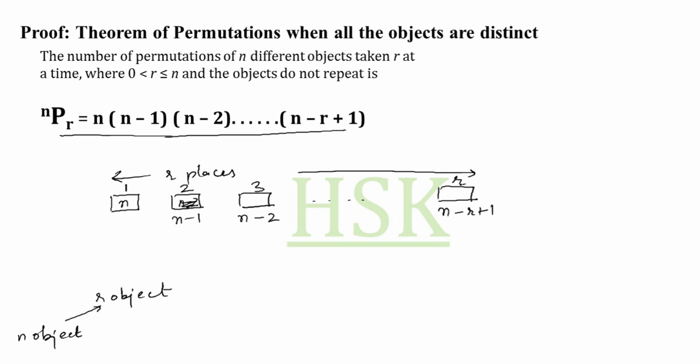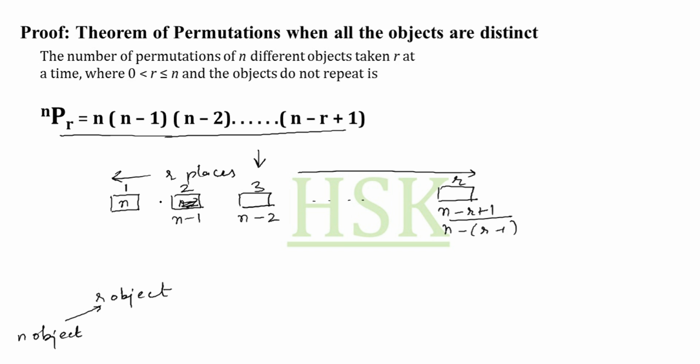You may see here how we obtain for the rth place n minus r plus 1. It is like this: for the first place we had n objects, for the second place n minus 1 objects, for the third place n minus 2 objects. So for the place which we are taking, we have a number less than it. So for the rth place, actually this is n minus (r minus 1), which is written as n minus r plus 1.